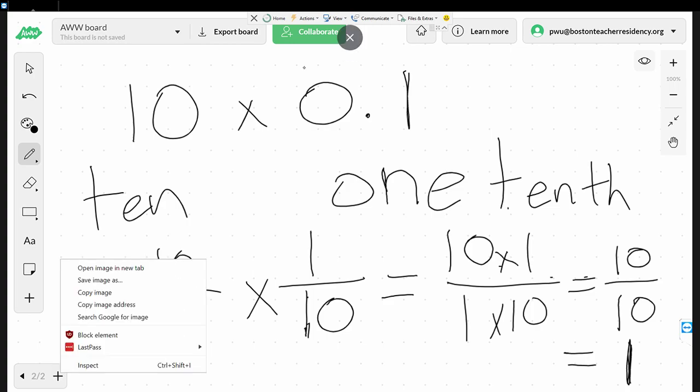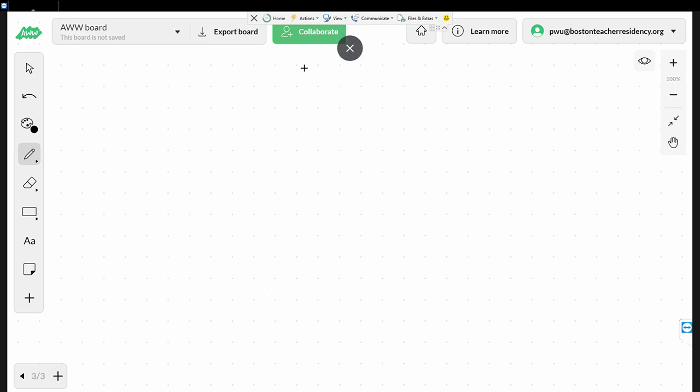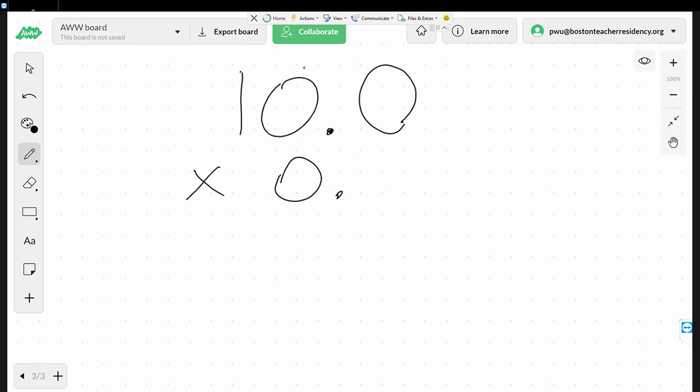So we are going to do some decimal multiplication now. So we're going to line up our numbers. 10. The decimal would normally be here, right? 10.0. Because you can always add a 0 after the decimal. 10 wholes and nothing else, right? You just don't need to write it. Times 0.1.